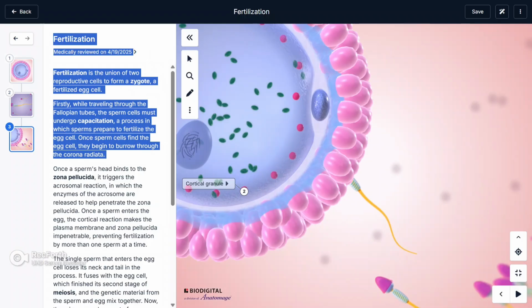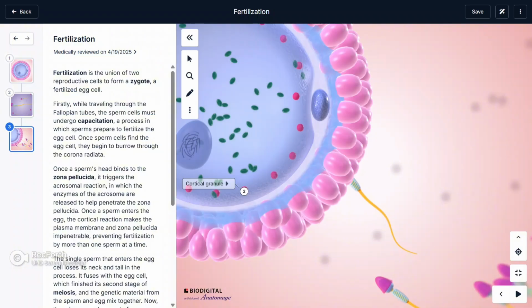And this is how fertilization happens. So, fertilization is the union of two reproductive cells to form a zygote, or a fertilized egg cell. Firstly, while traveling through the fallopian tubes, the sperm cells must undergo capacitation, a process in which sperm prepare to fertilize the egg cell.